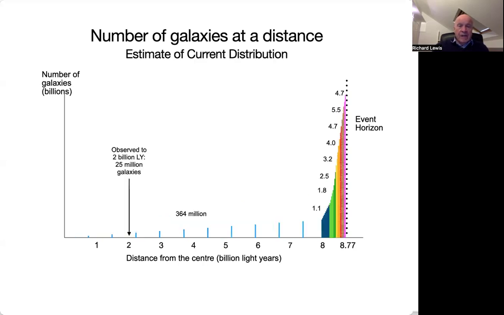And this shows the current distribution. We've now moved the galaxies out due to the expansion of space. And the 25 million galaxies that we referenced are located here, out to 2 billion light years. And this is the entire field colored in light blue, stretching right out to 8 billion light years.